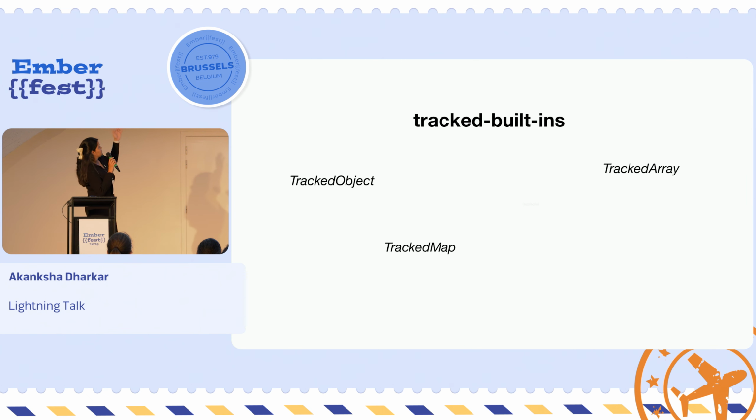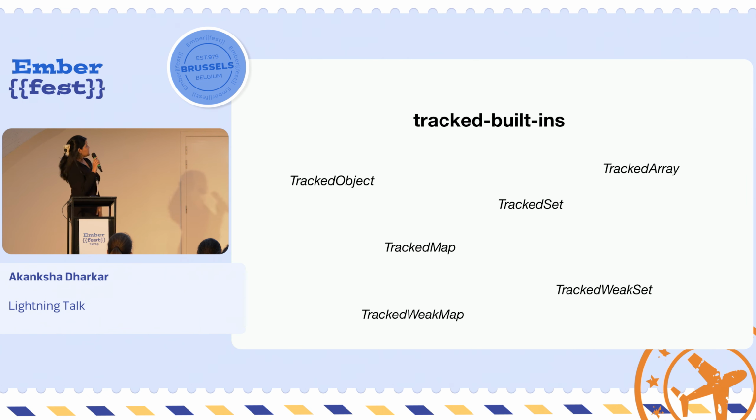So you can make use of the tracked-built-ins package, which provides you with certain classes such as tracked object, tracked array, set, map, etc. And these classes have the same API as their native equivalent. The only difference is that Ember now also tracks every single element within them. So you don't have to do all the spread operator situation.